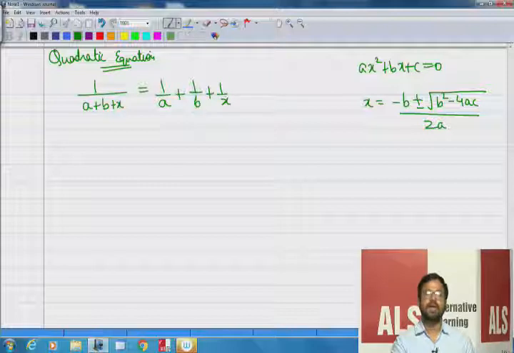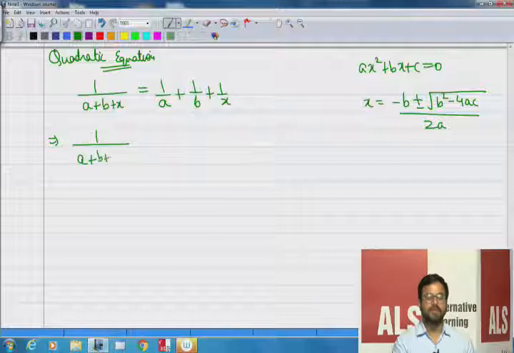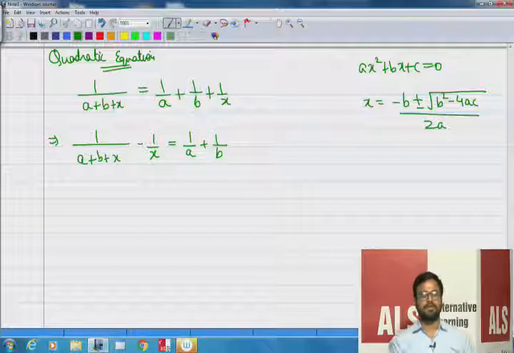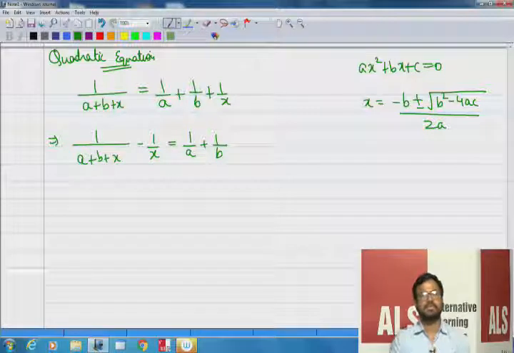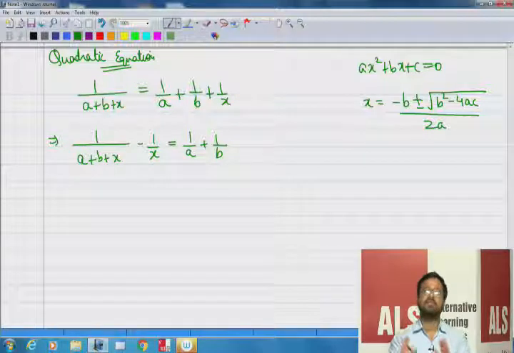Take this 1 by x on the left hand side. So the first step would be 1 over a plus b plus x, minus 1 by x is equal to 1 upon a plus 1 upon b. Now what you have to do, simplify the left hand side by taking LCM, simplify the right hand side by taking LCM, and then you will see some of the things will get cancelled out, and then you will get the answer for the quadratic equation. Try this now.